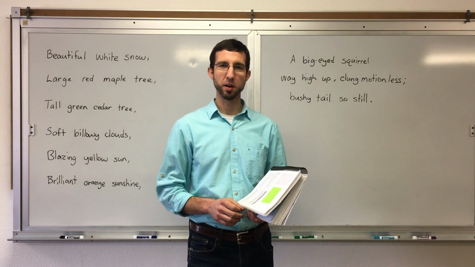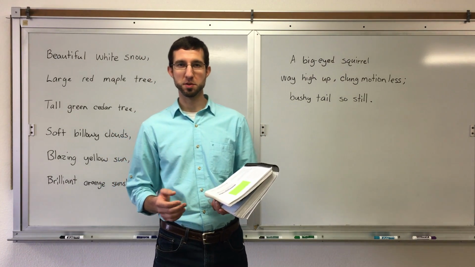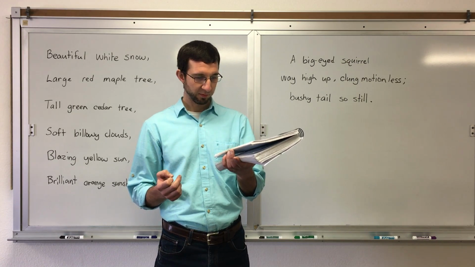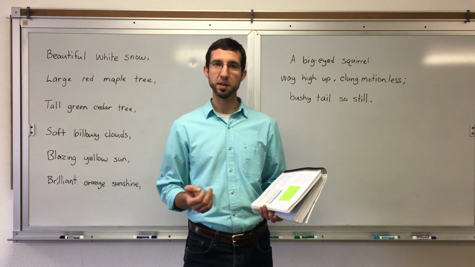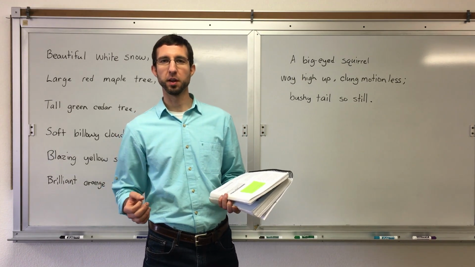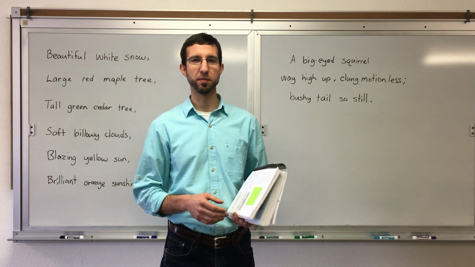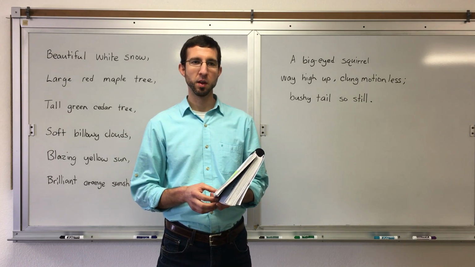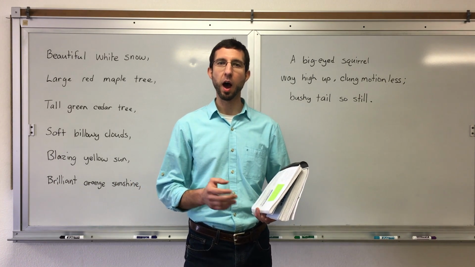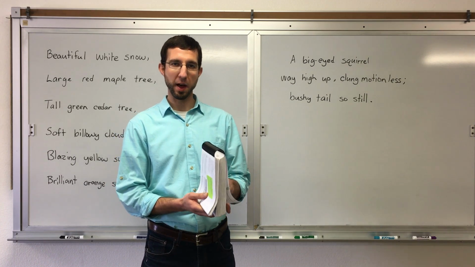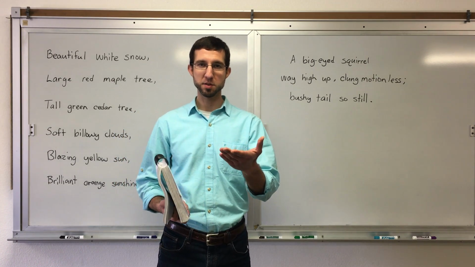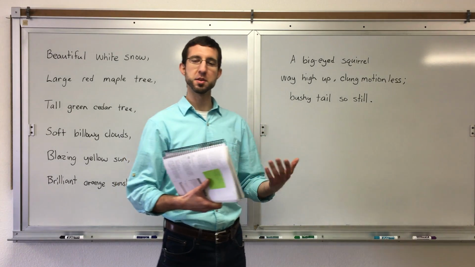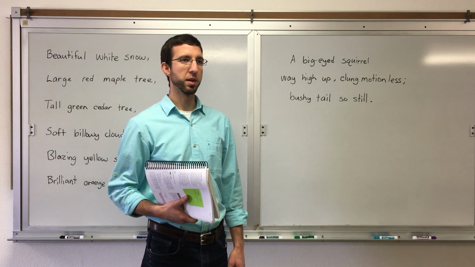Now, let's talk about haikus. What is a haiku? Haiku is a type of poetry that comes from Japan. And it's an old form of poetry. And something really unique about haikus is that haikus are free verse. They don't rhyme. But yet they're still poems because of several things.